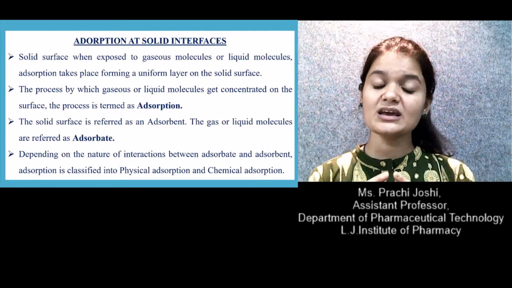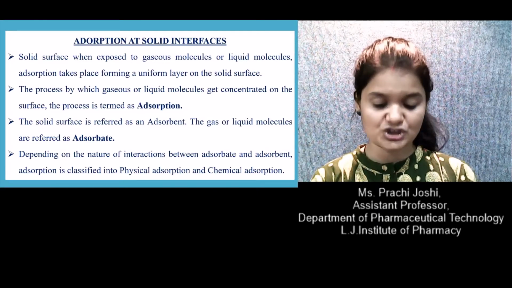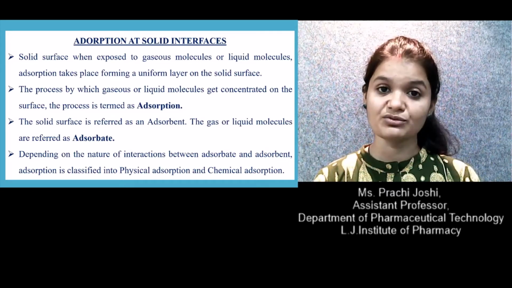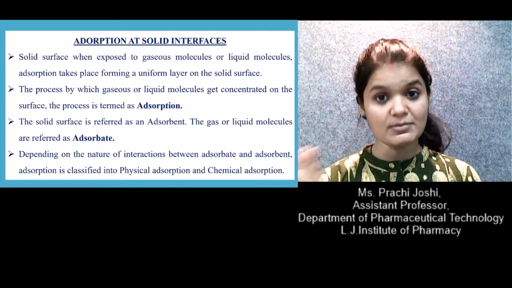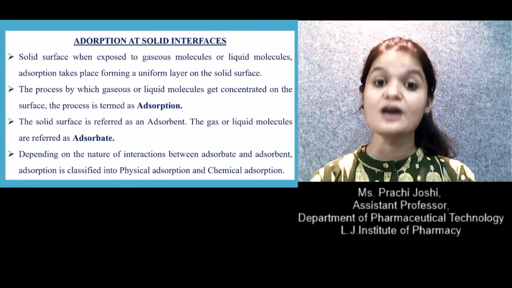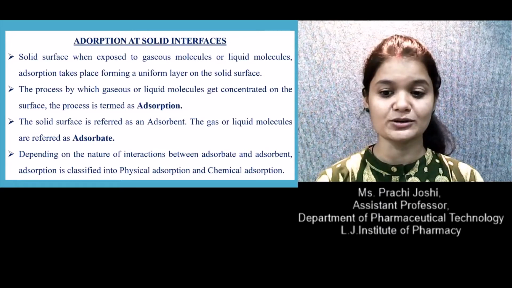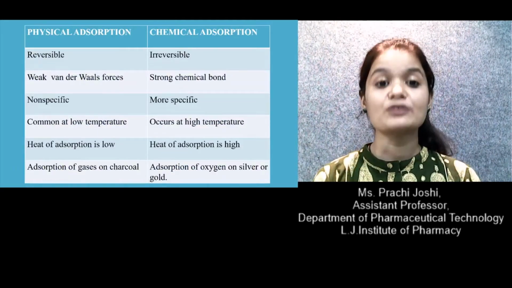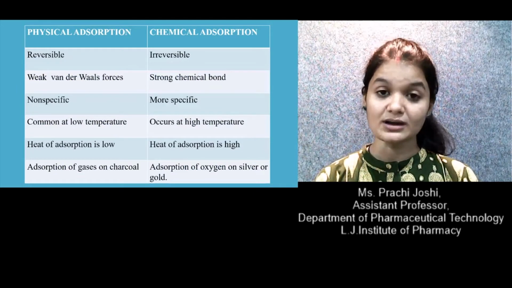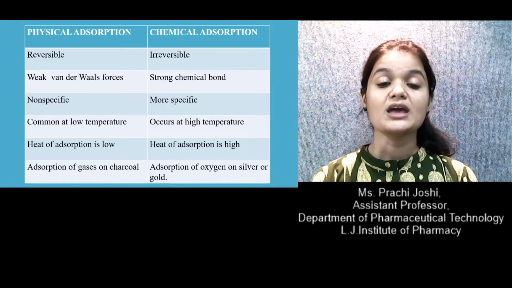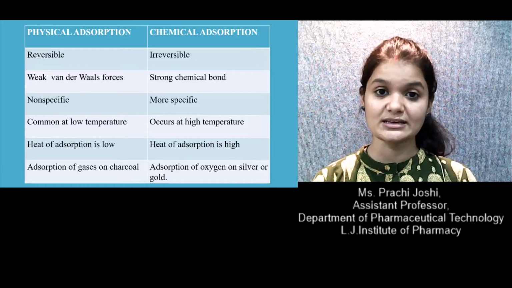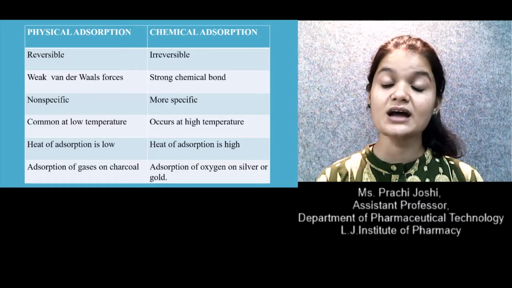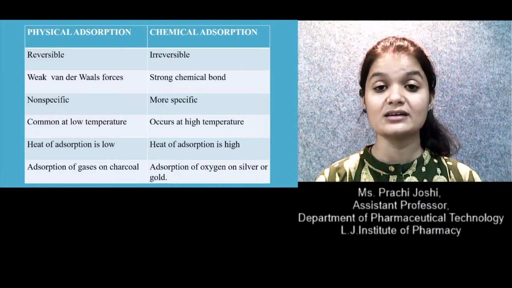Now, depending upon the nature of interaction between the adsorbate and adsorbent, adsorption is classified into physical and chemical adsorption, which are also termed physisorption and chemisorption. Next is the difference between physical adsorption and chemical adsorption. First of all, physical adsorption is reversible, while chemical adsorption is irreversible. Once it is done, it cannot be reverted back. You cannot get the reactant.